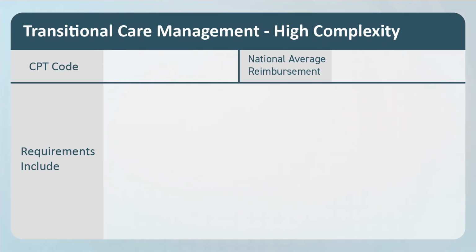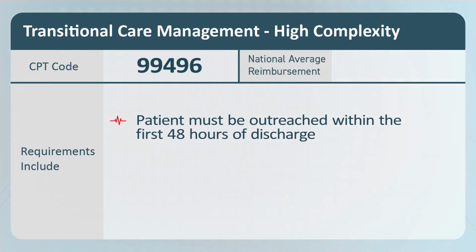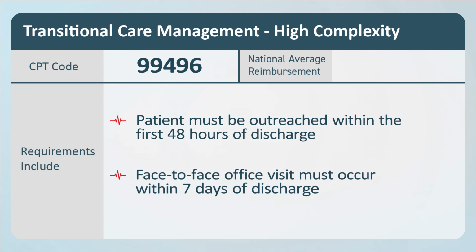The other option is to bill for high complexity in medical decision making with the code 99496. The patient will still need to be outreached within the first 48 hours of discharge, but the face-to-face office visit will need to occur within 7 days of discharge. The national average reimbursement of 99496 is $275.